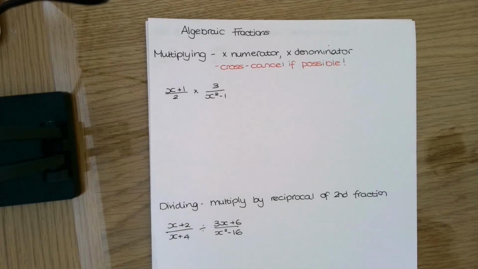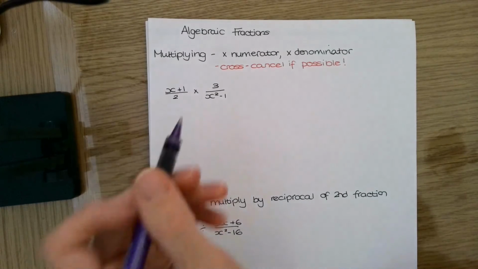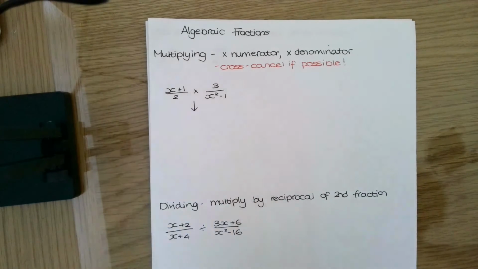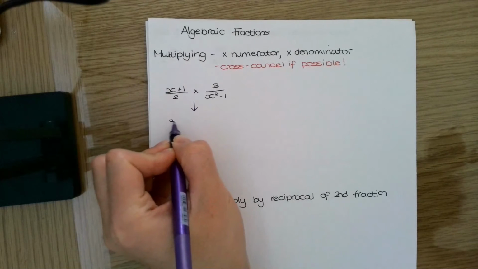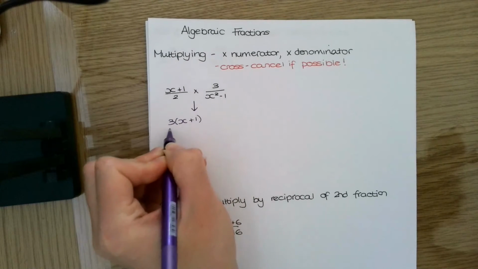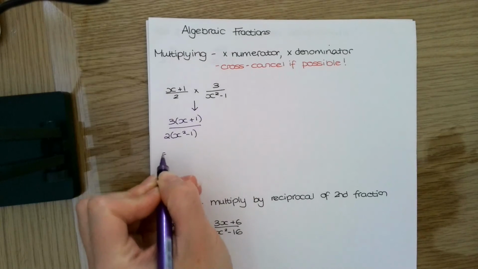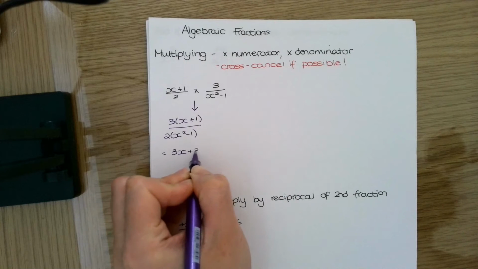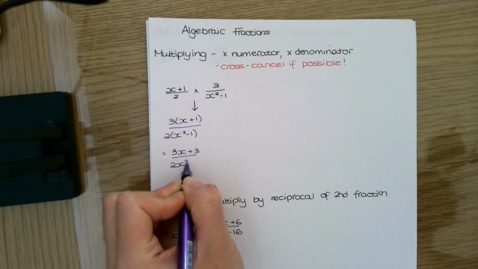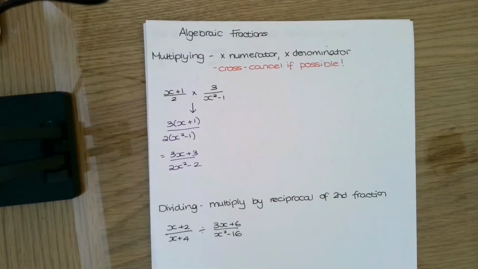If we're looking at the first one here, this is multiplication one, if we just multiply it without cross cancelling, we would get 3x plus 1 over 2 lots of x squared minus 1, which would give us 3x plus 3 over 2x squared minus 2. Which looks like it's finished, but isn't the simplest way you can write it at all. If you don't cross cancel, you run the risk of not simplifying it fully. So we don't want to do that.